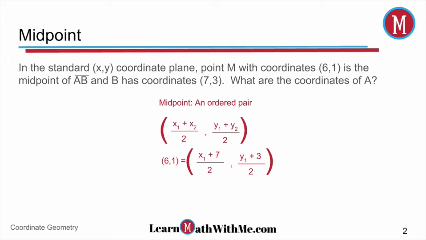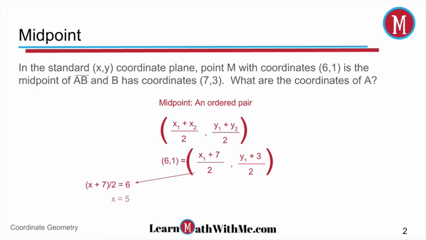We also know that point B has the coordinates 7, 3, so we can plug in 7 for x sub 2 and 3 for y sub 2. But we don't know the coordinates of A, and that's our unknown and what we're looking for in each of these. Well, we can set up two separate equations.